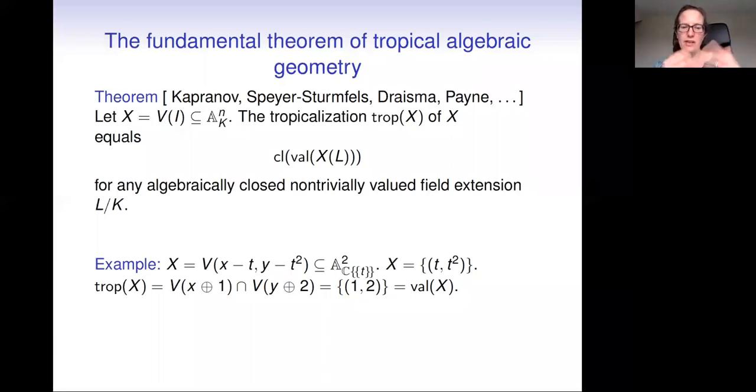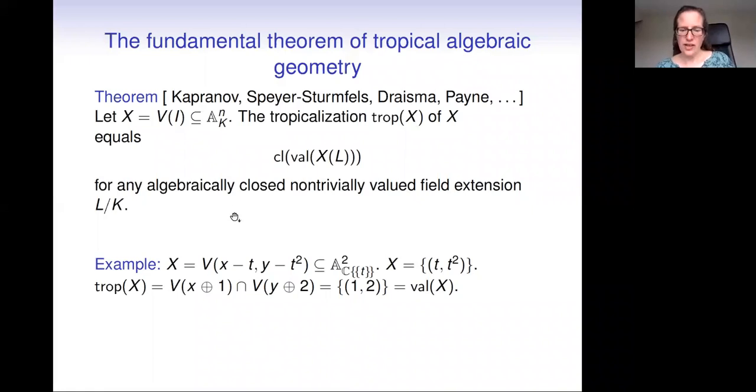By L-valued points, for those who don't know that, you can take it here as just meaning X was the solutions to a bunch of polynomials. If my polynomials have coefficients in K, well, every element of K is an element of L, so you could also look at the solutions there. So I just look at all solutions in L to the n, or affine space over L, to my original equations, and then just apply valuation coordinate-wise to that. And it turns out it's one of those miracles of this subject that it doesn't matter what field extension L you take.